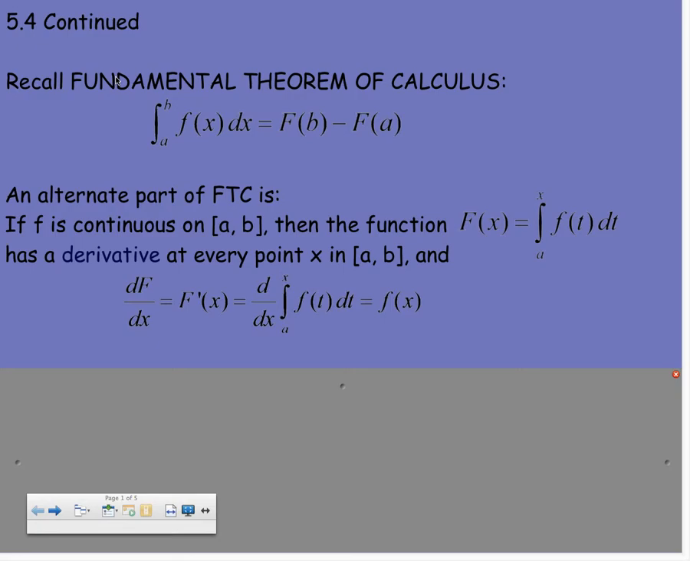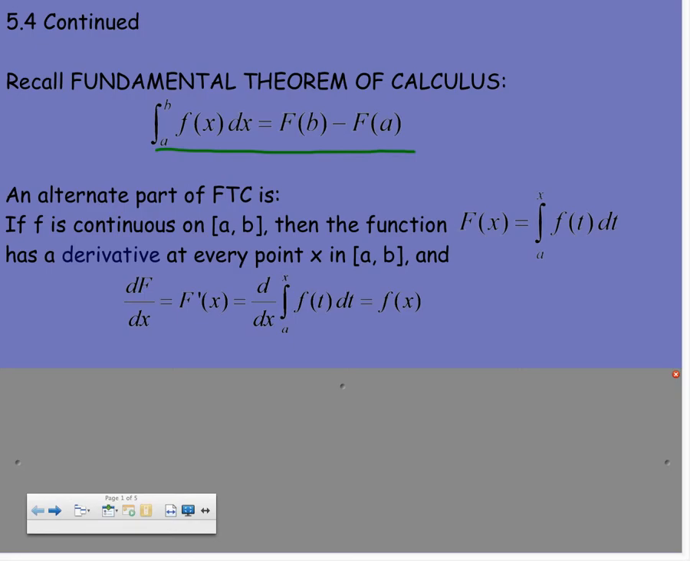Okay, I'm going to talk through some of this stuff. The first thing you see is the fundamental theorem of calculus. We've been using it a lot. I think you probably feel fine with it. That's this part, the normal part that we've been dealing with. Then it says an alternate part of the fundamental theorem of calculus. You may remember we had an alternate definition of derivative, so it's kind of like that.